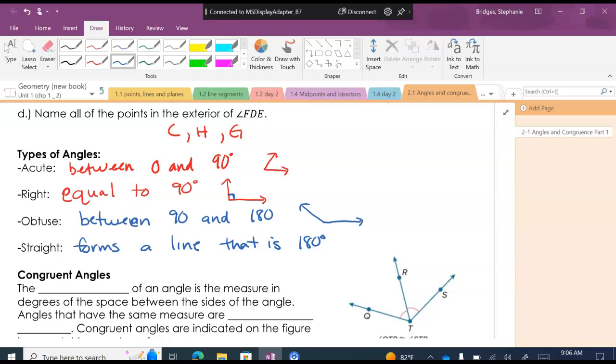Linear pairs. Okay, so acute is small. Oh, it's cute. Between 0 and 90. A right is 90 degrees, and I'll have that box in the picture. Obtuse is bigger. It is between 90 and 180, and then you have your straight. Any questions?